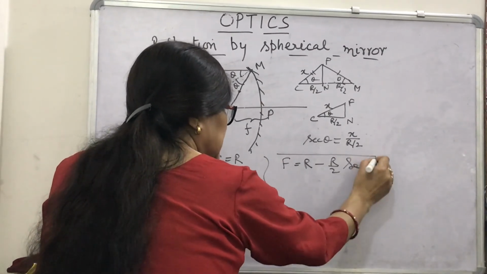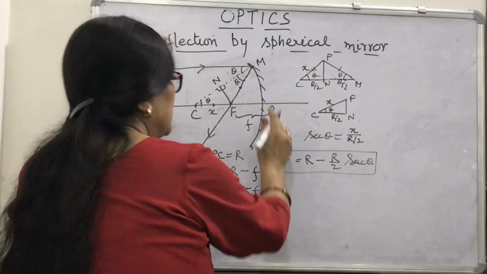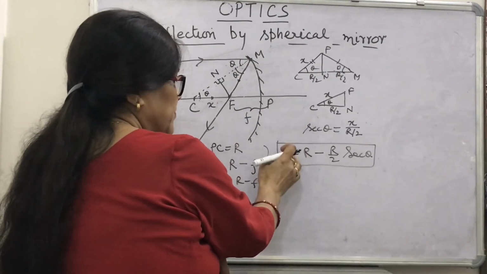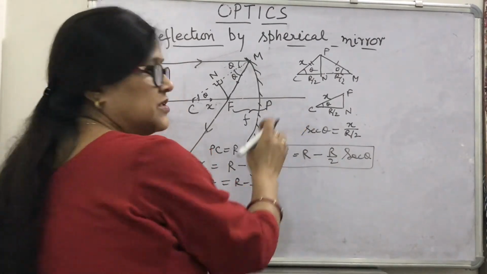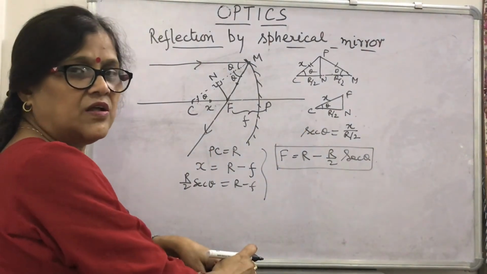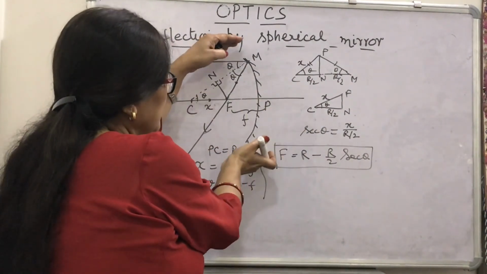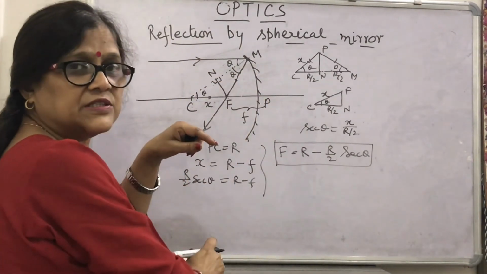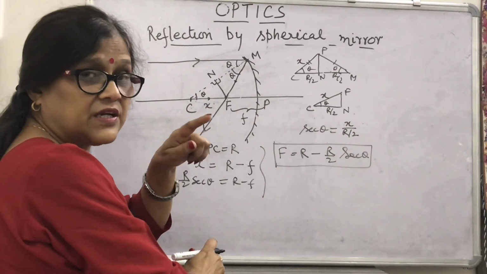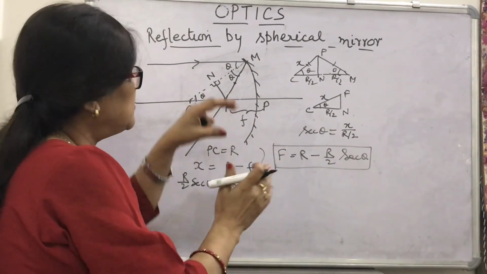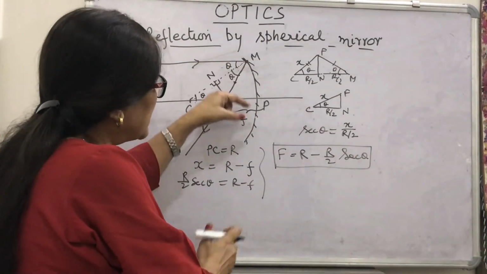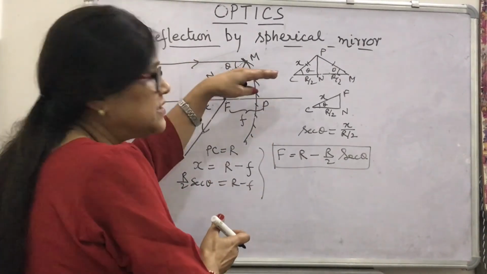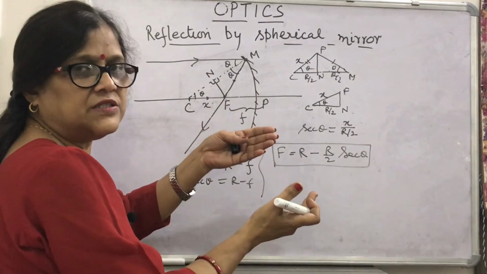This is the relation for a spherical mirror between its focal length and radius of curvature. For rays which are very near to the principal axis, that is paraxial rays, and in our syllabus these mirrors are of very small aperture, then all the rays incident on them are supposed to be paraxial.